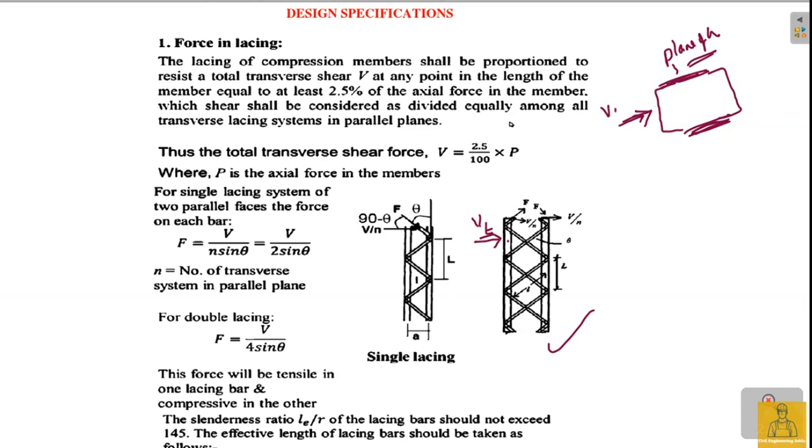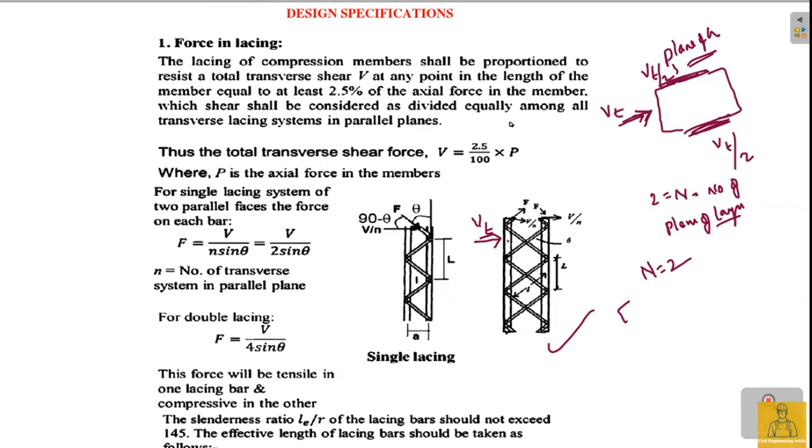See, when I say Vt is equal to the transverse shear force, each plane of the lacing is going to take half of it. This is going to take Vt by 2 and this is going to take Vt by 2. Because 2 is nothing but n, which is equal to the number of planes of lacing that is resisting. Okay, only that is resisting, because of which these shear forces are going to generate. So now n is equal to 2.